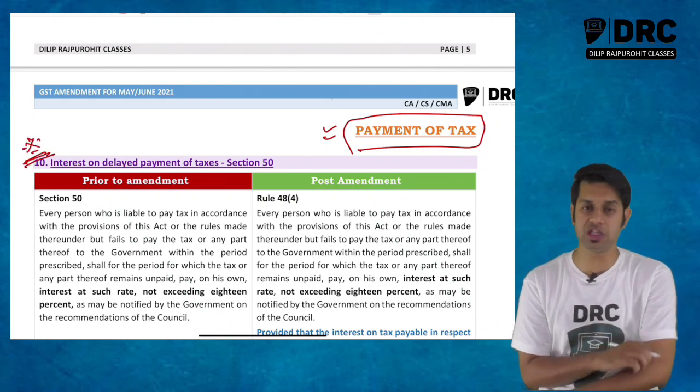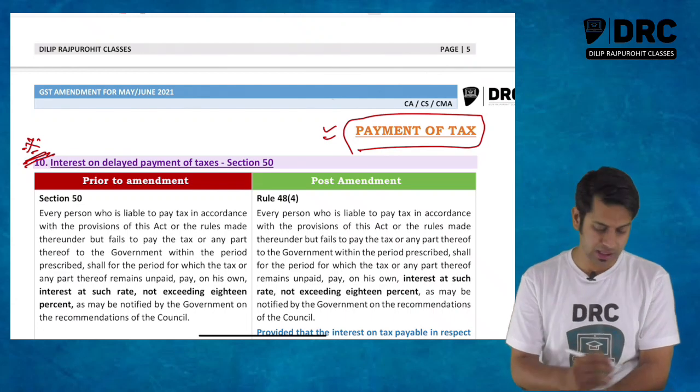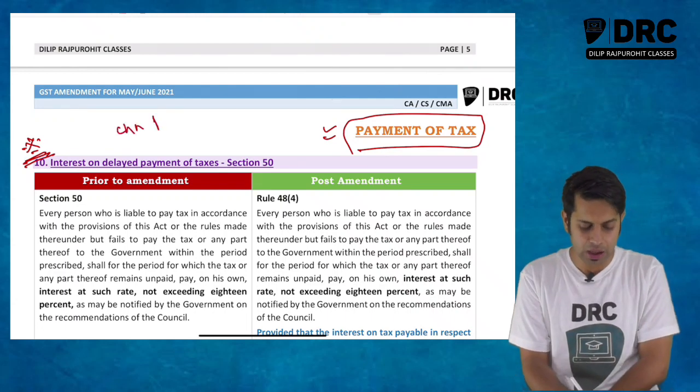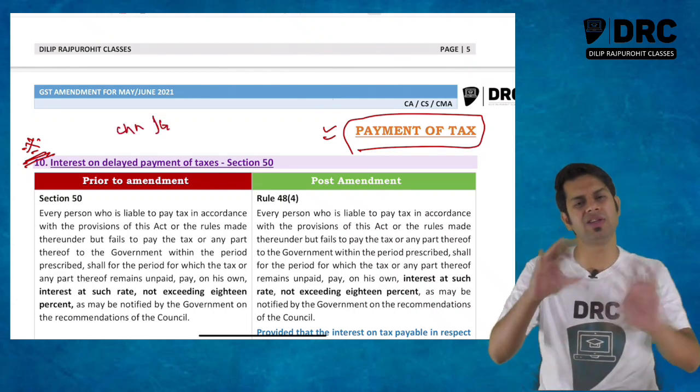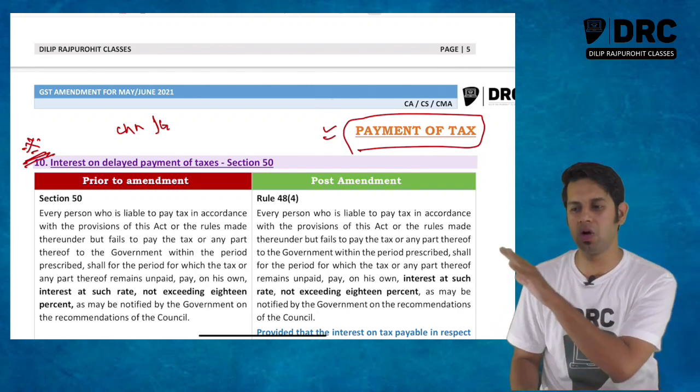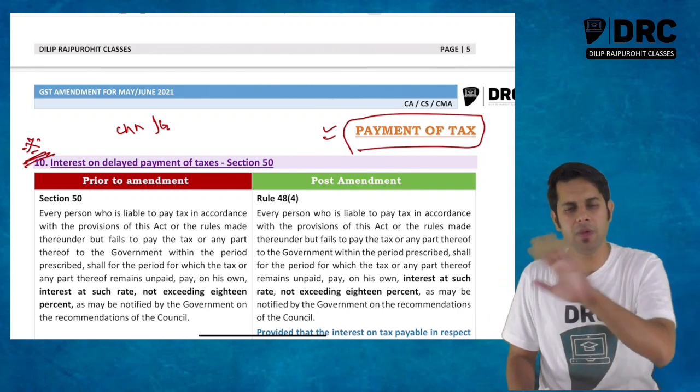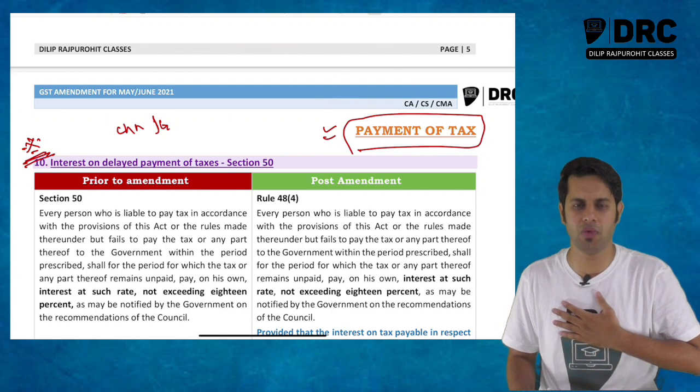There was a huge dispute. There was a Chennai High Court decision, a Gujarat High Court decision. All these decisions were contradicting each other. So the government told, okay, you don't pass any decision. I will only tell you what to follow.